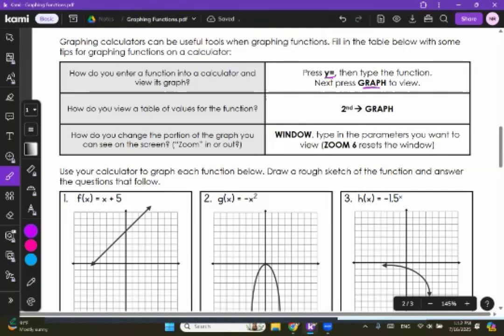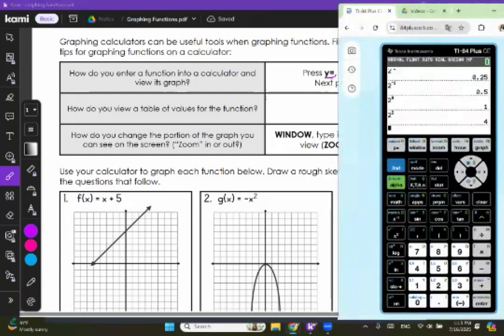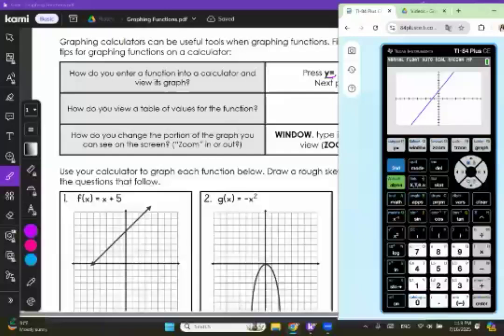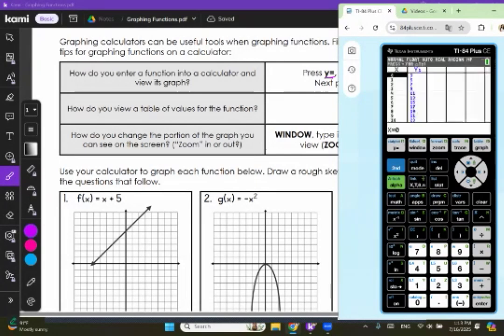How do you view the table of values for that function? Well, how do you go to the table? Let's say I'm going to put in a random equation, 2x plus 3, my favorite go-to. You hit graph to see the graph, right? Now, if you want to see a table of all the points that belong to this blue line, you are going to press second graph. Second is that blue button. Graph is right here. And there you go. You have your table, right? You can go up, you can go down to find the negative numbers and the positives.